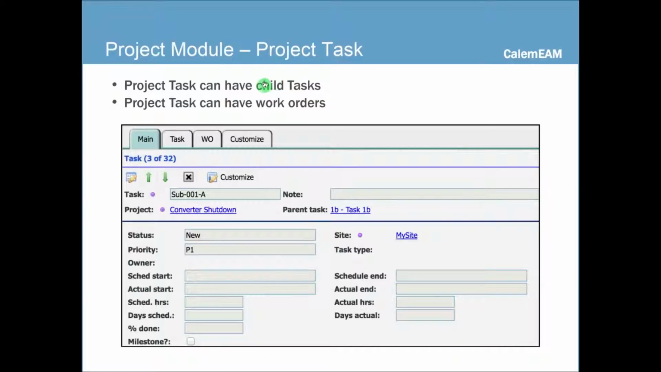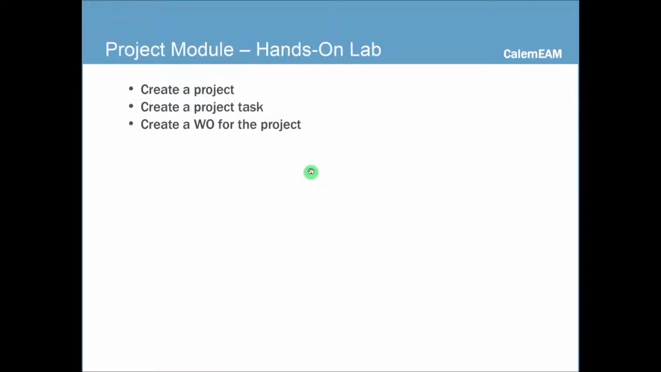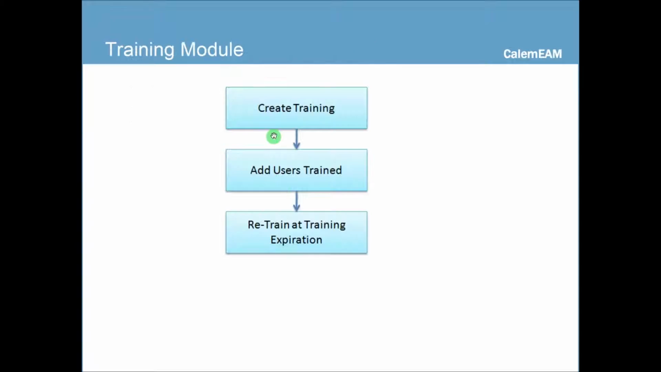A project has tasks, and a project task can have child tasks. And a project task can also have work orders. So you can add a child task for a task and create work orders, and add them to a task. For the hands-on part, we'd like for you to create a project task, and create a work order for the project.